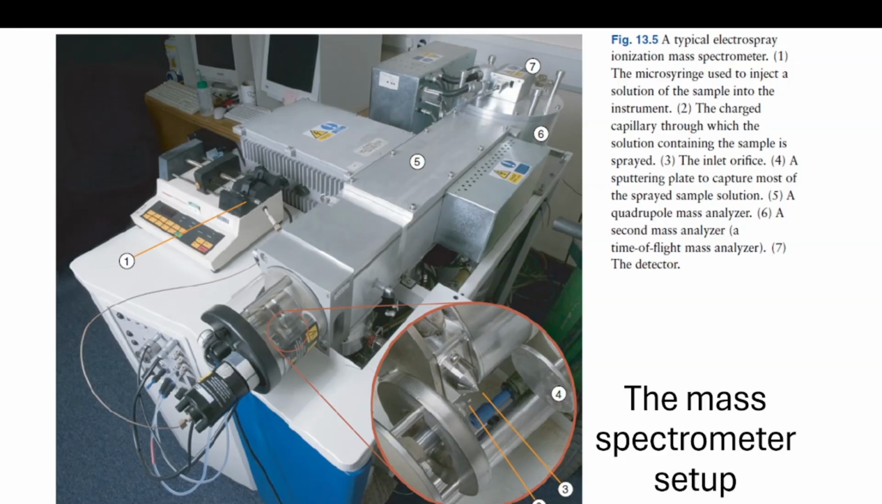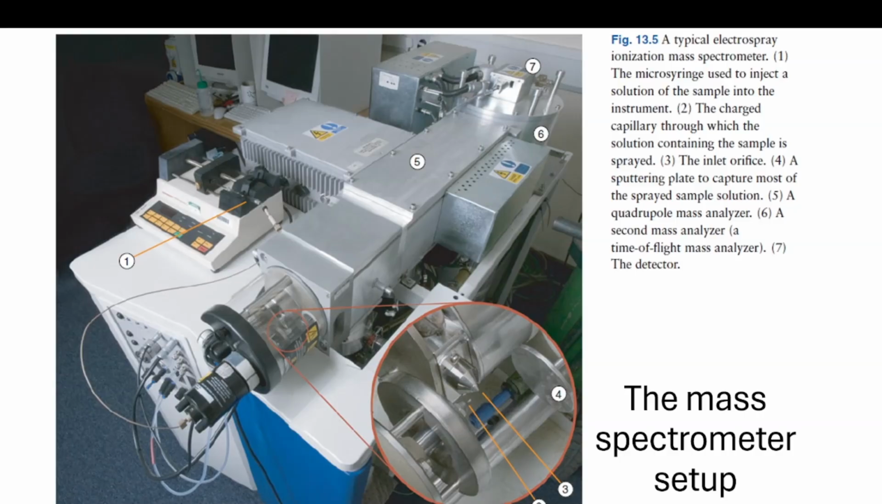So anyways, let's get to the actual setup with a mass spectrometer. According to the textbook, we have a bunch of different labels for this instrument. Label 1 is for a microsyringe. What this microsyringe is being used for is to inject a solution of the sample into the mass spectrometer. And label 2 corresponds to a tiny charged capillary.